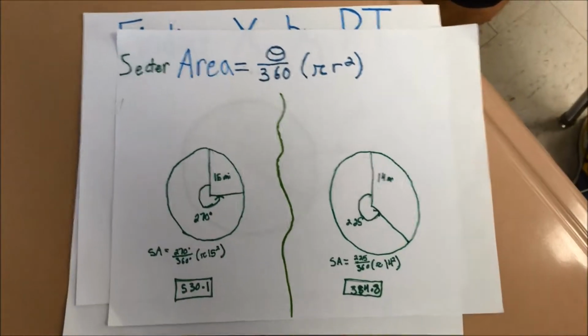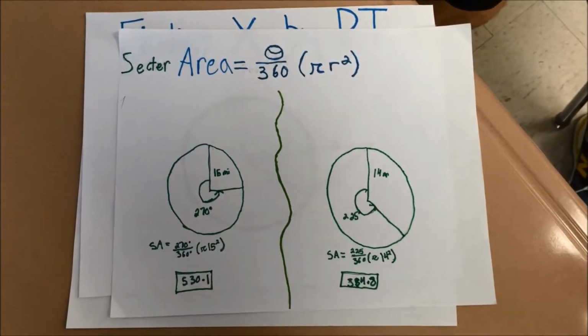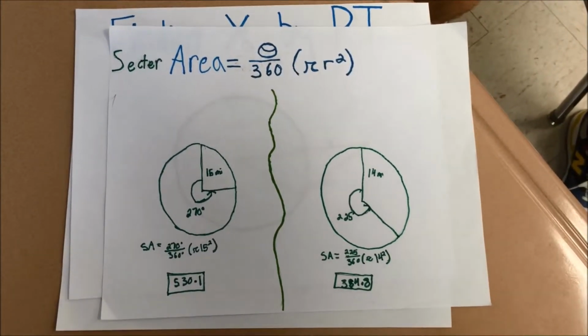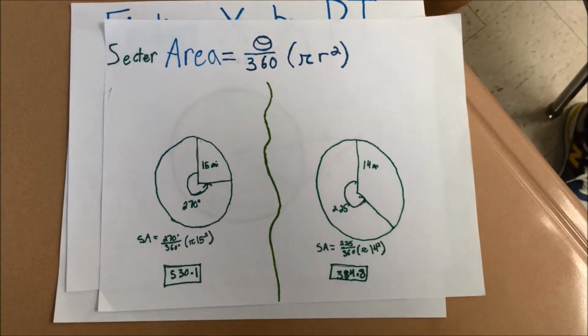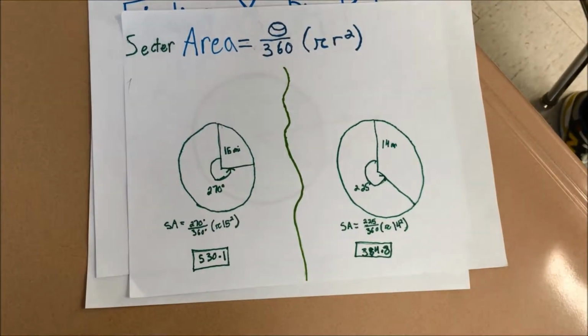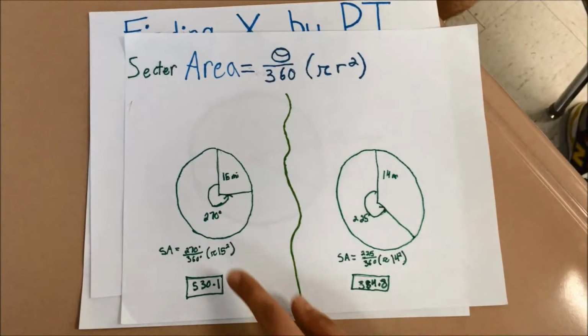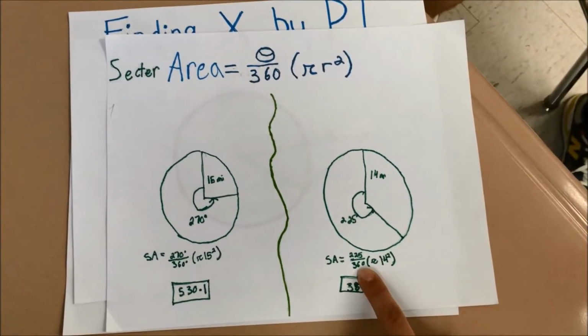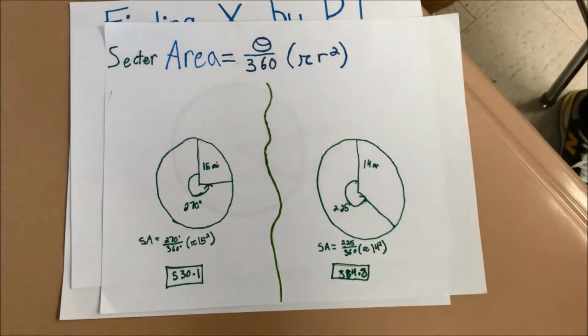Find the sector area. To find the sector area, use the equation theta over 360 times pi r squared. For the first one, it's 270 over 360 times pi times 15, which is the radius, squared. This one is 225 divided by 360 times pi times 14 squared.